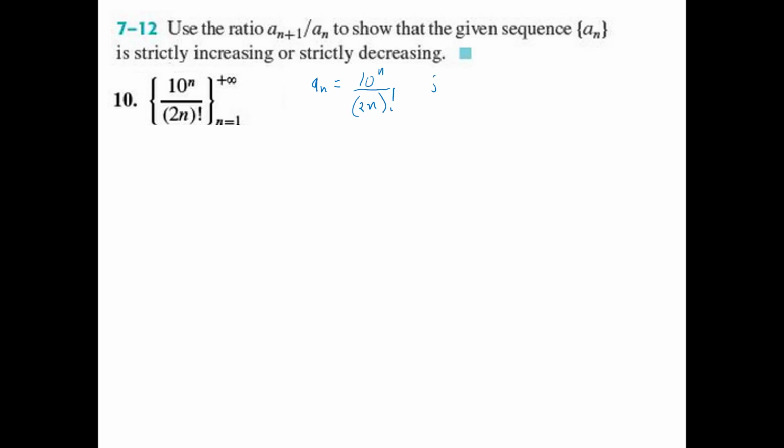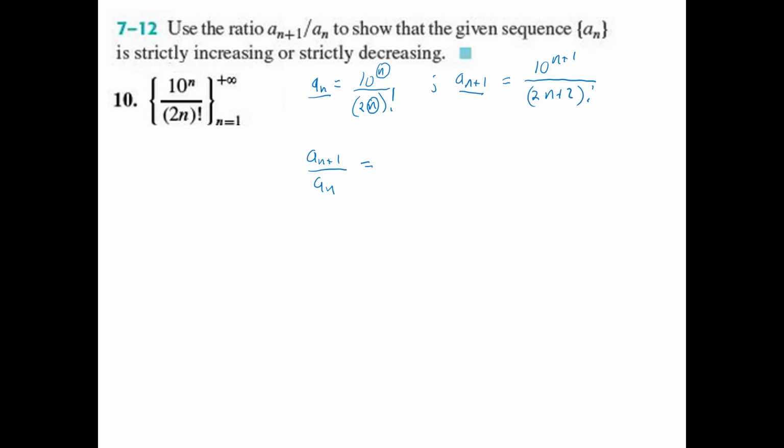And so then we need to compare that with a sub n plus 1, which is the term that comes after a sub n. To find that, we just replace n with n plus 1. And so you get 10 to the n plus 1 over 2 times n plus 1, which is 2n plus 2, factorial. And then we're just comparing these two terms, a_{n+1} to a_n. And so we always take a sub n plus 1 and divide it by the term before it, a sub n.